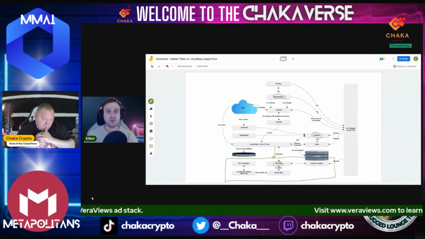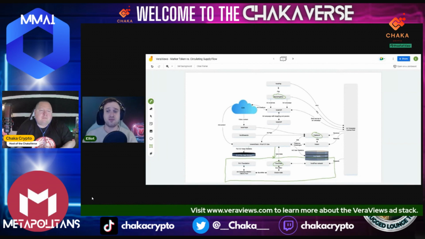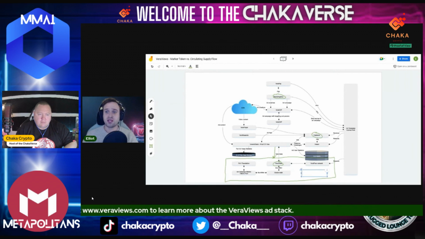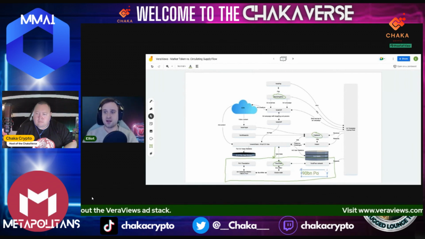But to power that, because it's an on-chain component that has to interact with our Vera chain, we have to have proof-of-view marker tokens. Now, the marker tokens, of which there's 90 billion in existence, just make a note of what they are there.